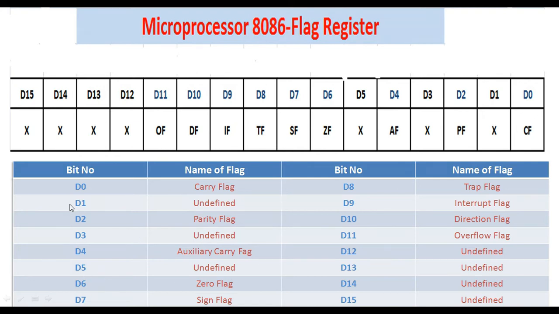bit, D6 is the zero flag, D7 is the sign flag, D8 is the trap flag, in D9 there is an interrupt flag, in D10 there is the DF, that is the direction flag, and D11 is the overflow flag or OF. And from D12 to D15 the bits are undefined.